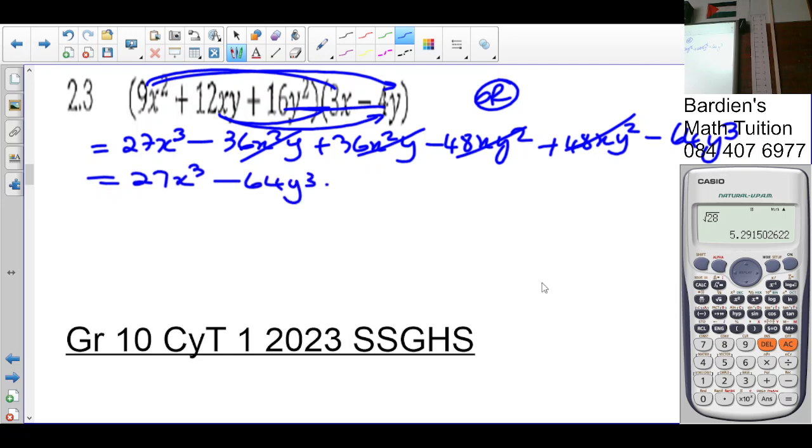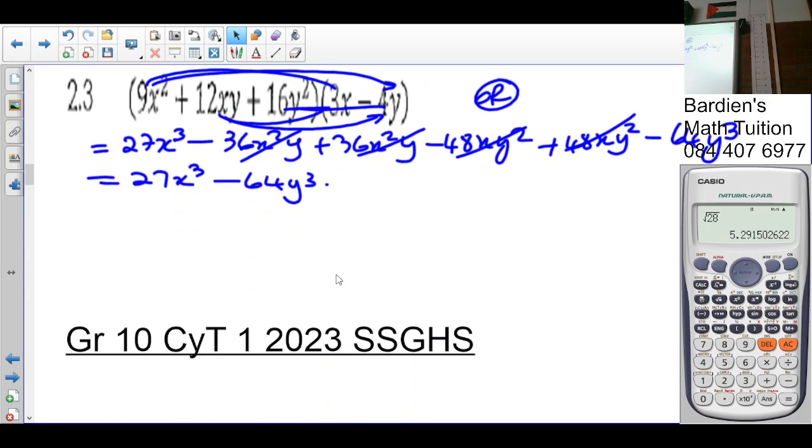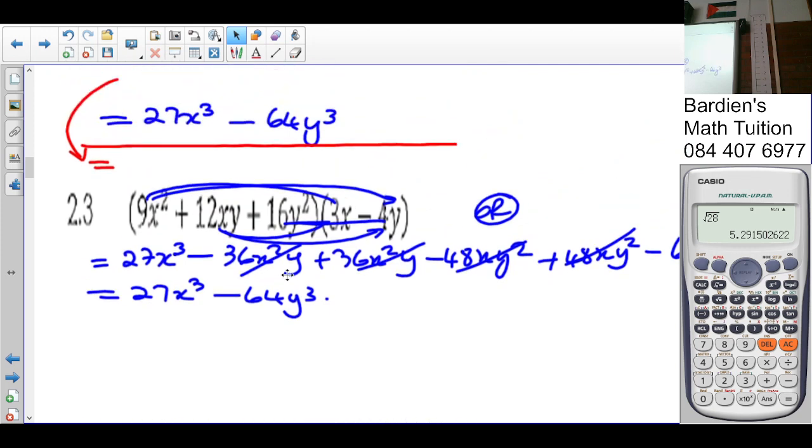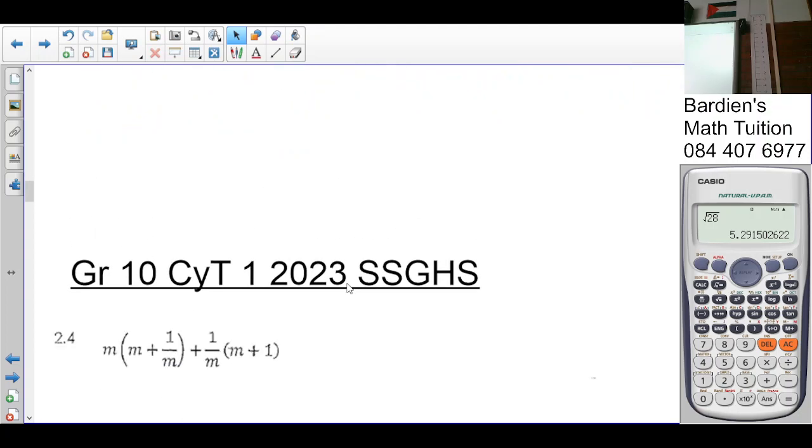And as you can see in comparison, how much more work are you doing to get the final answer if you don't know the rule? But once again, if you don't know the rule, it's safer to do the multiplication.